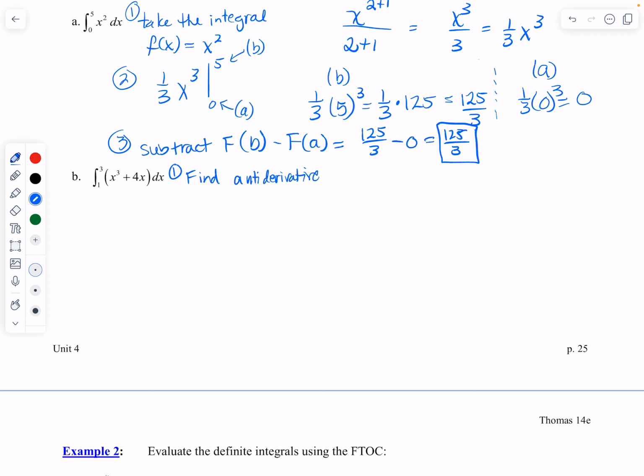So again, I have x cubed. So this is x to the 3 plus 1 over 3 plus 1, plus 4x. So 4 times x to the first plus 1 over 1 plus 1. So when I do this, I get 1/4 x to the fourth plus, now this is going to become 2 in the denominator there. So 4 divided by 2 is 2. So this is 2x squared. So that is the antiderivative.